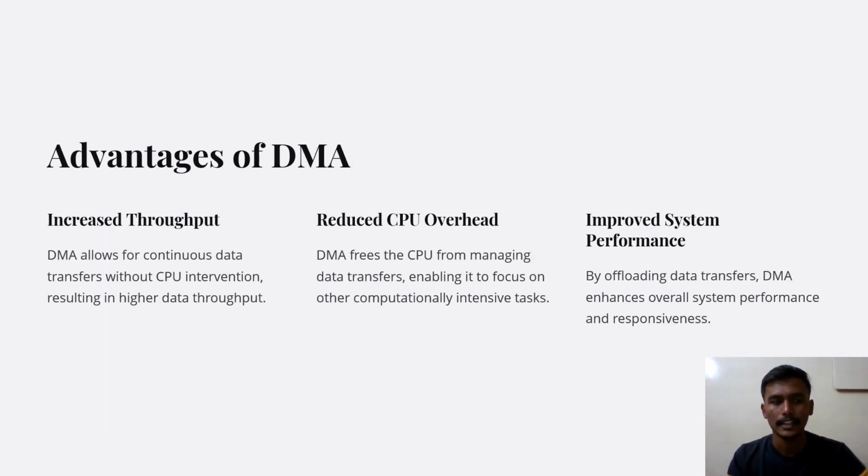Advantages of DMA: increased throughput, reduced CPU overhead, improved system performance. Increased throughput. DMA allows for continuous data transfer without CPU intervention, resulting in higher data throughput. Reduced CPU overhead. DMA frees the CPU from managing data transfers, enabling it to focus on other computationally intensive tasks. Improved system performance. By offloading data transfer, DMA enhances overall system performance and responsiveness.